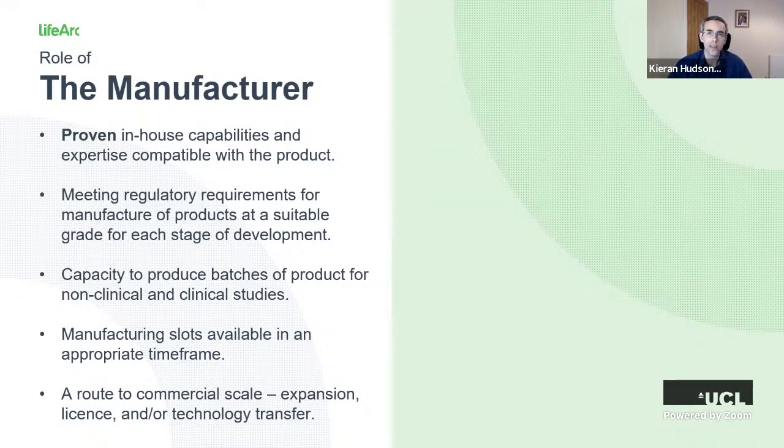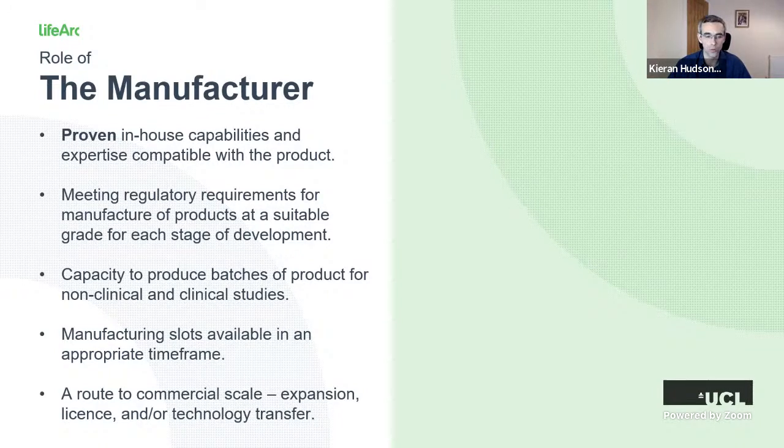Manufacturers, so you need someone to make the material for you at the right grade. Particularly valuable to find someone who has experience in the specific product and technology you're using. They'll be responsible for meeting the regulatory requirements for the product. You need to ensure they have capacity, which can be limited. So again, talk early and know who you're going to have lined up, and make sure they have manufacturing slots available for you when you need them.